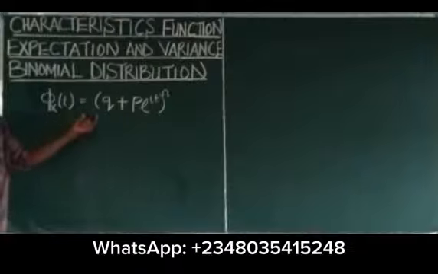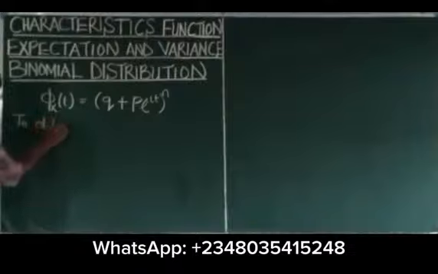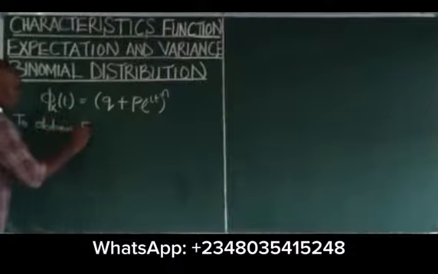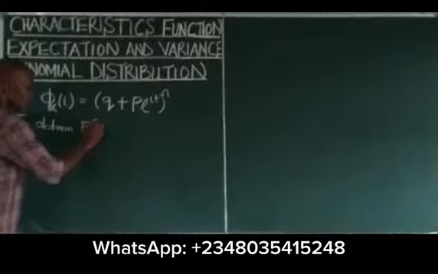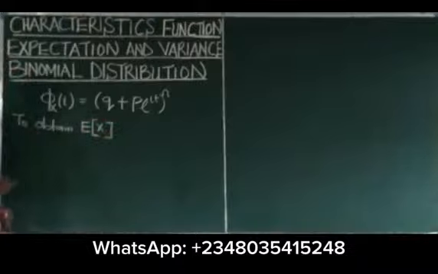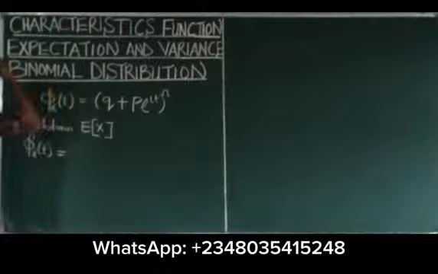The first thing to do is to obtain the expected value of x, or the expectation of x. The first thing to do is to take the first derivative of the characteristic function of the given binomial distribution.